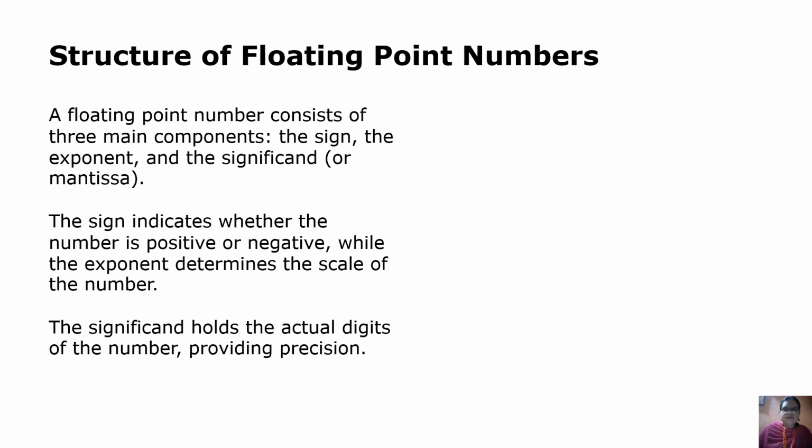Structure of floating point numbers. A floating point number consists of three main components: the sign, the exponent, and the significand. These are the three main components of a floating point number. The sign indicates whether the number is positive or negative, while the exponent determines the scale of the number. The significand holds the actual digits of the number, providing precision.